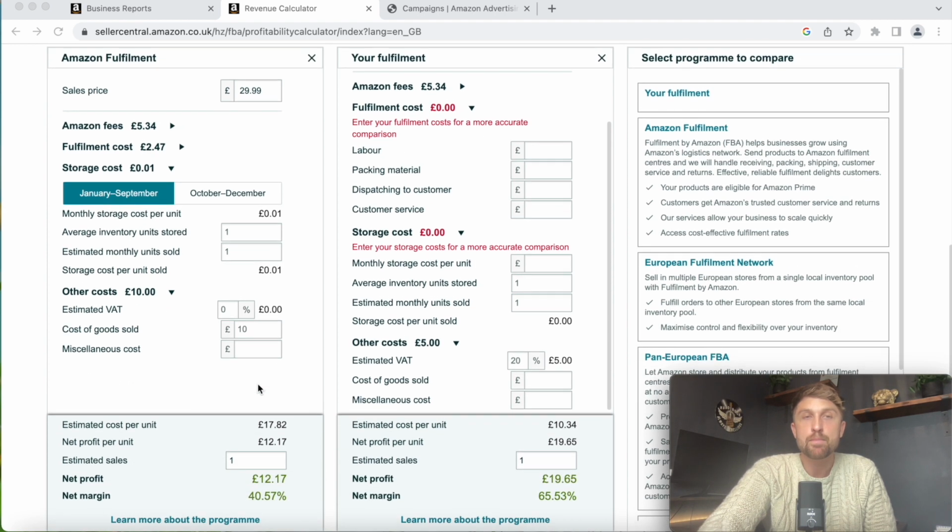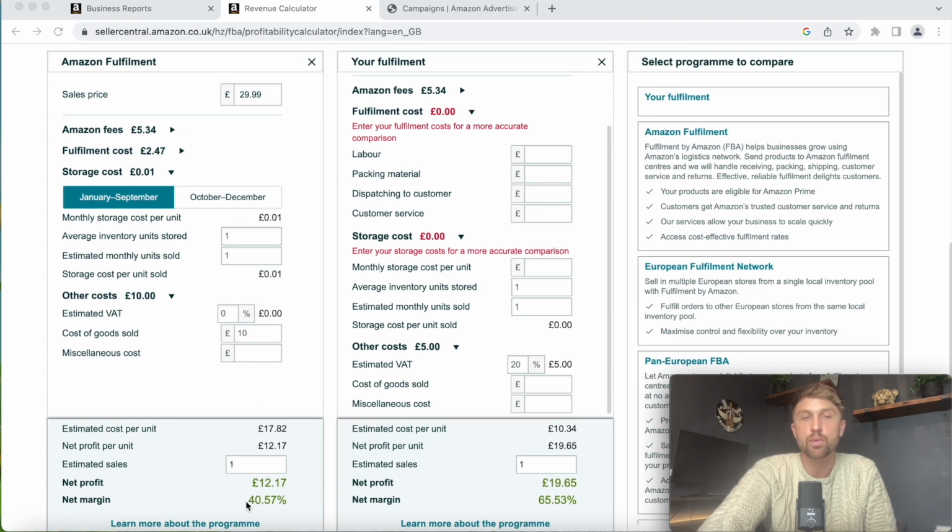Now we can see my margin on that sale is 40.57. Now that's a healthy profit margin. Of the students that I work with, some people reach that figure, some people are higher, but it's not common. So you shouldn't really expect to have a 50% profit margin at all. Typically between 30 and 40 is good. Above 40 is excellent.